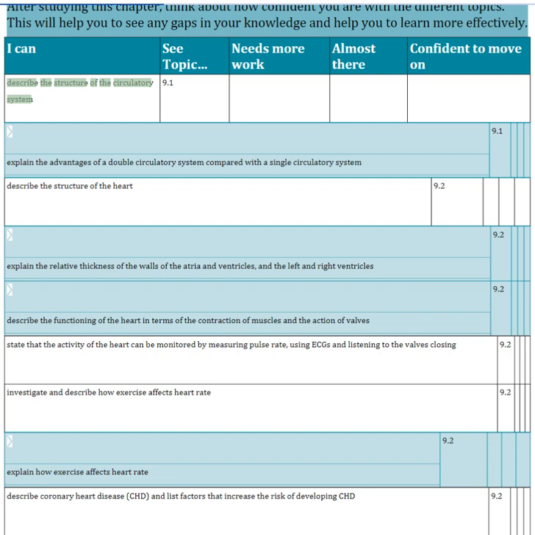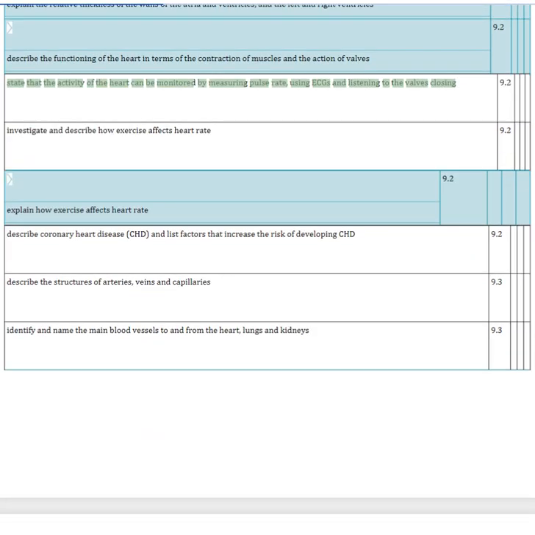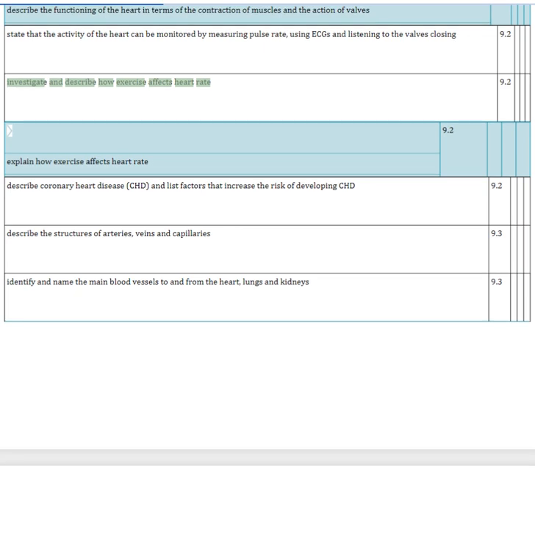Describe the structure of the circulatory system. 9.1. Describe the structure of the heart. 9.2. State that the activity of the heart can be monitored by measuring pulse rate, using ECGs, and listening to the valves closing. 9.2. Investigate and describe how exercise affects heart rate.